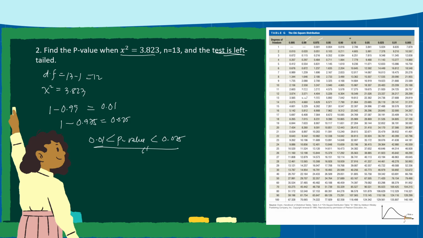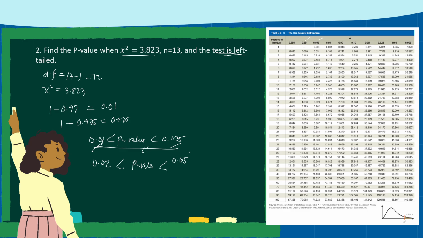When the chi-square test is two-tailed, both interval values must be doubled. If a two-tailed test were being used, then the interval would be doubled. If that is a two-tailed test, we have to double this one and double this one. So the resulting interval, if that is a two-tailed test, is 0.02 to 0.05.